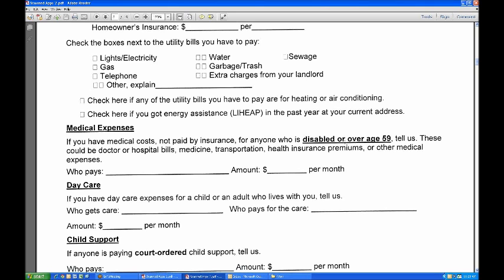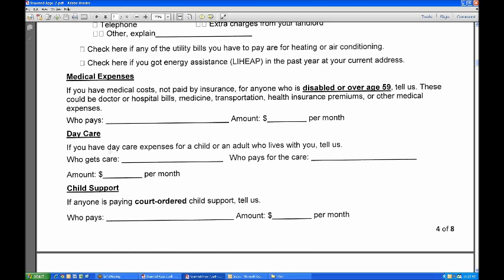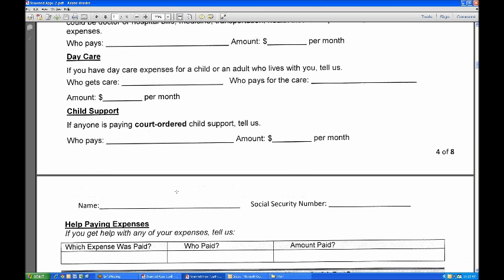Note that it is only for people who are disabled or over age 59, so those are the people you would include the medical expenses for. Daycare and child support expenses, note that daycare applies for a child, or if somebody attends an adult daycare center and lives with them, it's also included here.